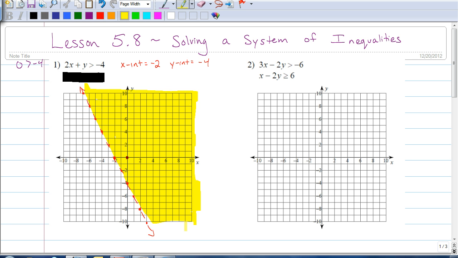Okay. But remember, we're trying to see what region these two inequalities have in common. So now I'm going to focus on the other inequality, starting with finding my x-intercept. To find my x-intercept here, I cover up the y, so the x-intercept would be -8. To find the y-intercept, I cover up the x. Now this is -y equals -8.